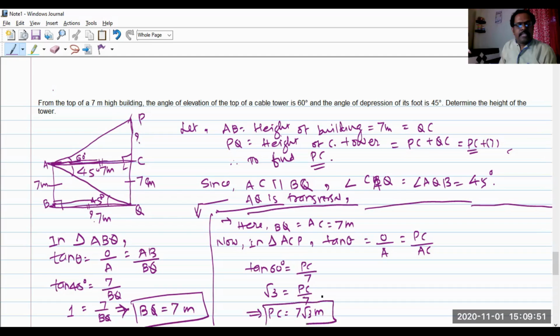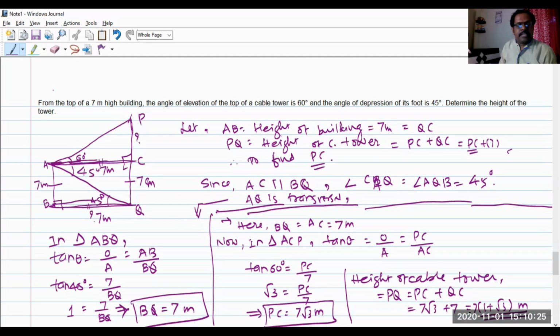So once we have PC, we can find the height of the tower. The height of the tower, that is the cable tower, is equal to, what will it be? It will be PQ, which is equal to PC plus QC. We got PC as 7 root 3 meters, QC we got is 7, so we can say it is 7 times (1 plus root 3) meters. So that is the required height of the cable tower.